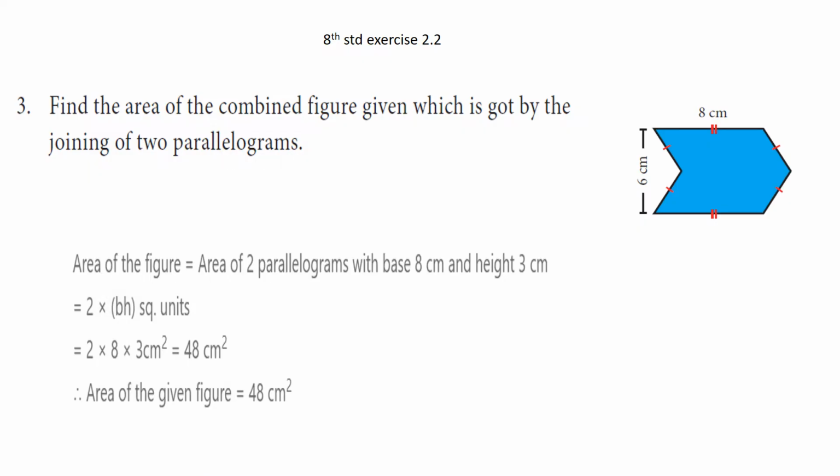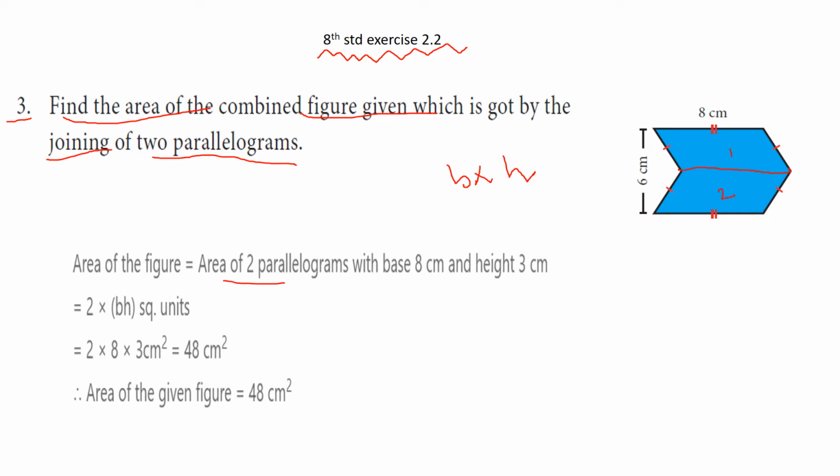Good morning students. Today we are going to discuss exercise 2.2 remaining sums for 8th standard. Find the third sum. Find the area of the combined figure given, which is got by the joining of two parallelograms. Here the given figure has two parallelograms. This one is the first, this is the second one. So area of the parallelogram, what formula? B into H. Here two parallelograms are given, so we have to find out the area of two parallelograms.